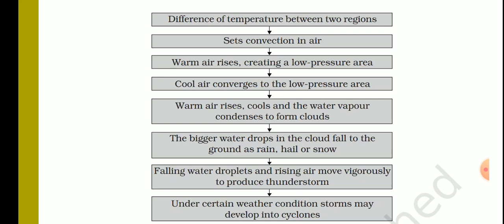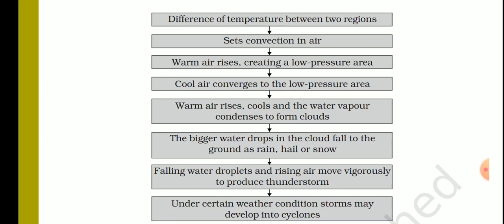What I told you. See, the water droplets are falling and the air is rising. What happens? Because of friction, continuous rubbing, they rub against each other so vigorously, and this produces a thunderstorm. Under certain weather conditions, storms may develop into cyclones.